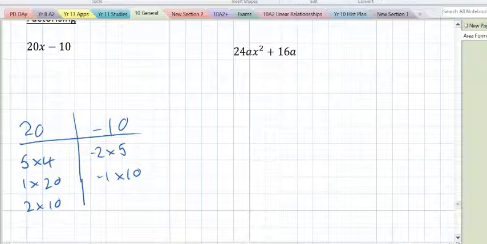So we now look for the highest one in common, and the highest one is 10. So we look at the pair that involves 10, the 2 and the 10, and the minus 1 and the 10. Now we take that back up to the top and replace the 20 with 2 times 10 times x. The negative is there because it's a minus 10 up here. And then we replace the 10 with the minus 1 times 10.